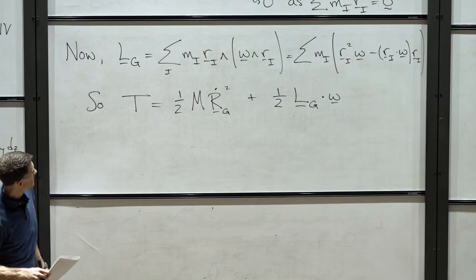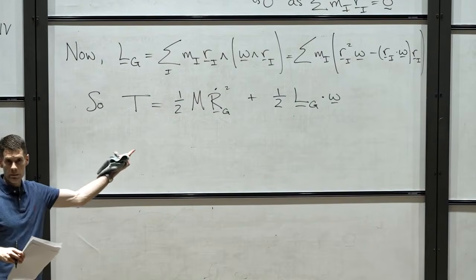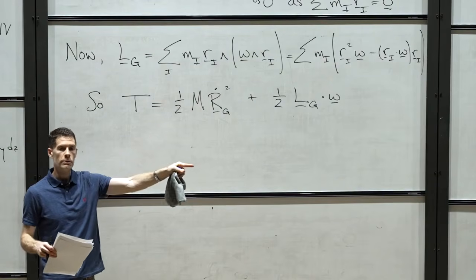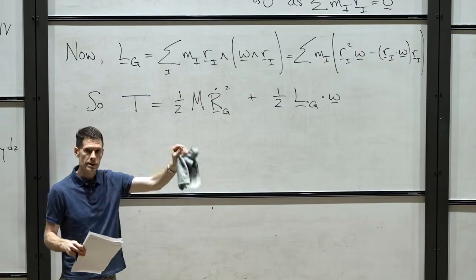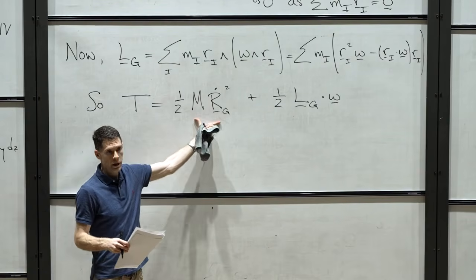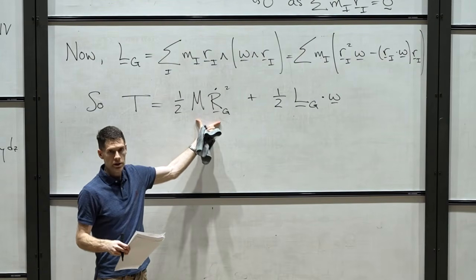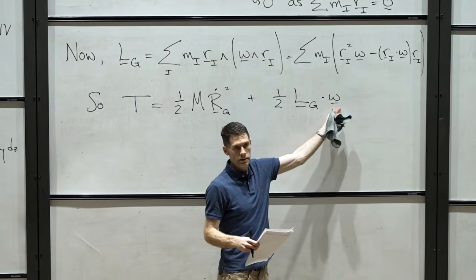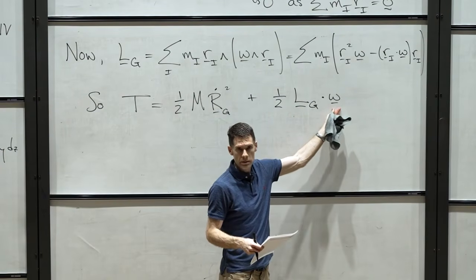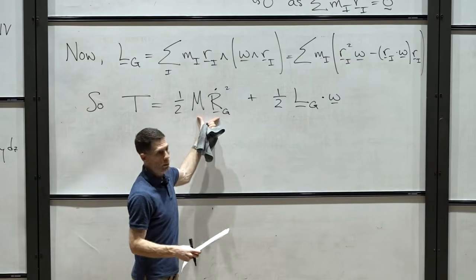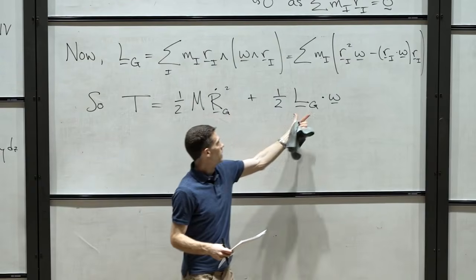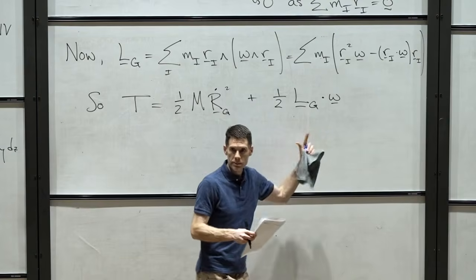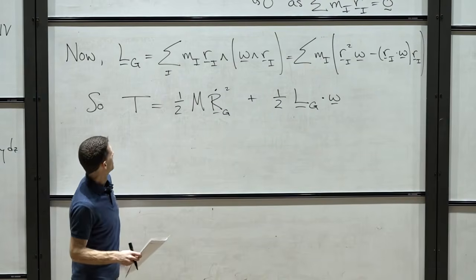And you might notice they look slightly different. Actually, they're the same form, right? Because capital P, the total linear momentum, is what? Capital M times R_g dot. So this is 1/2 P dot R_g dot, and this is 1/2 L_g dot omega. It's the same thing: total momentum times the velocity, total angular momentum times the angular velocity. Sum of those two, total kinetic energy.